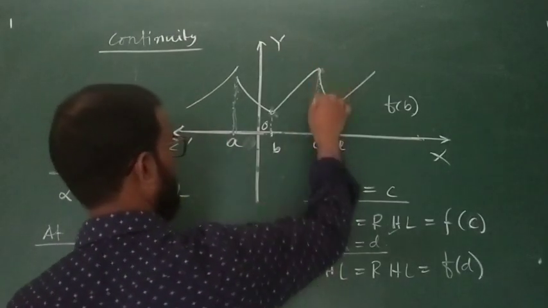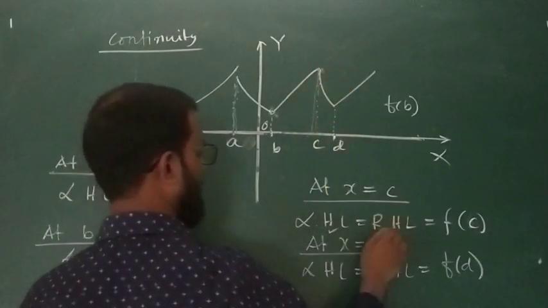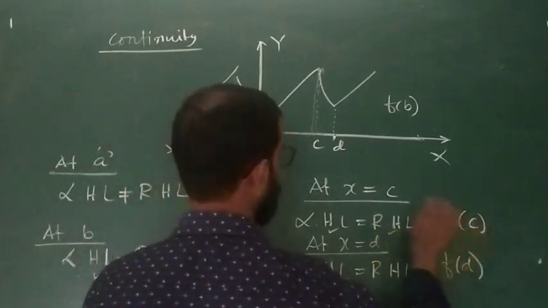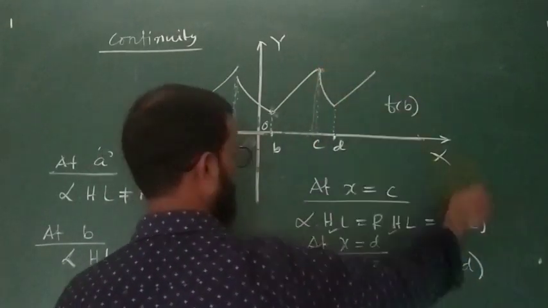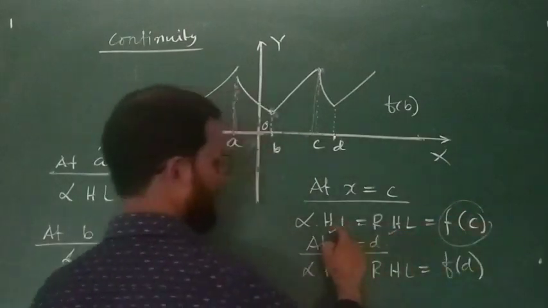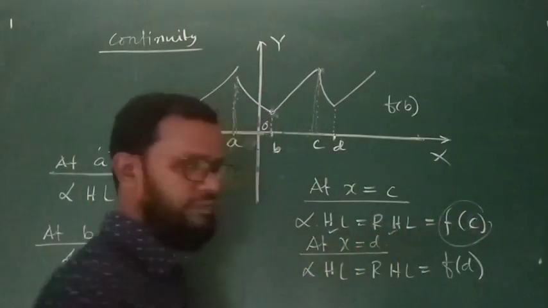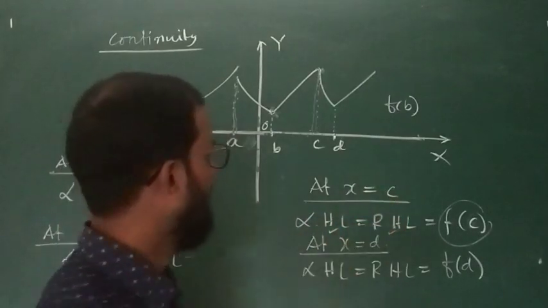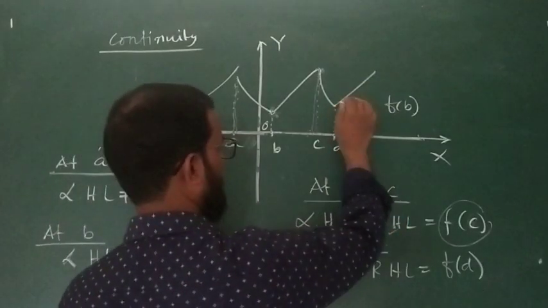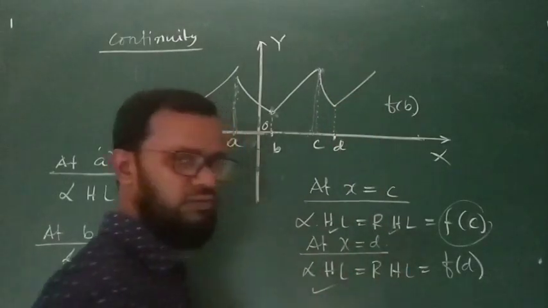The left hand limit value is this, the right hand limit value is the same, both are equal. And also at x equal to c, f(x) is also defined. There is no break, therefore it exists. Therefore left hand limit and right hand limit equal f(c), and therefore the function is continuous at x equal to c. Similarly, at this point also there is no break, the function is continuous at x equal to d.